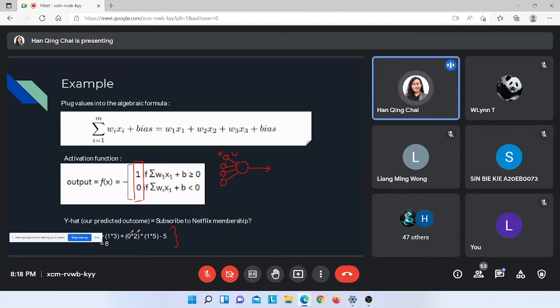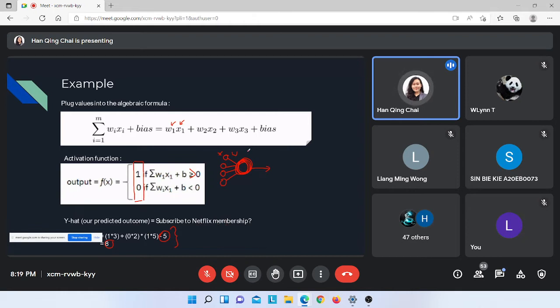We also call this Y hat, meaning the predicted outcome. This is the more technical term. When you are looking through research journals or papers, we call this Y hat, meaning our predicted outcome in the model, whether to subscribe to the Netflix membership. If we calculate and substitute all the values in here plus this bias value, we get a value of 8. This activation function tells us whether this node is going to be activated or not. For example, for this 8, we let the activation function be that if the value is larger than or equal to 0, then it will be activated, but if it's smaller, it will not be activated. Our example here is activated, meaning I will subscribe to the Netflix membership.